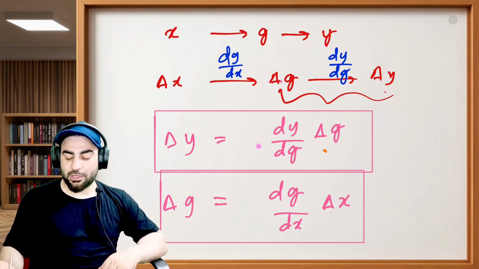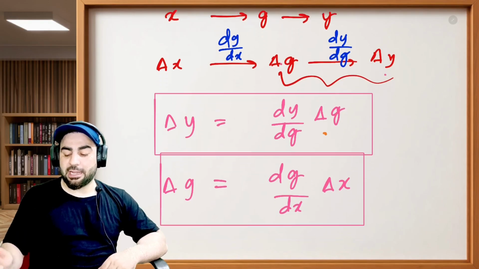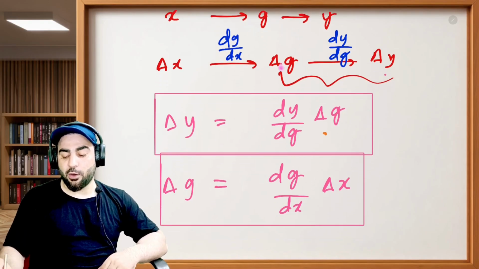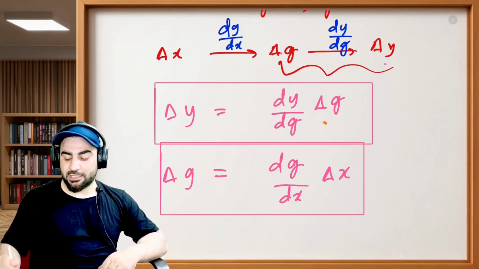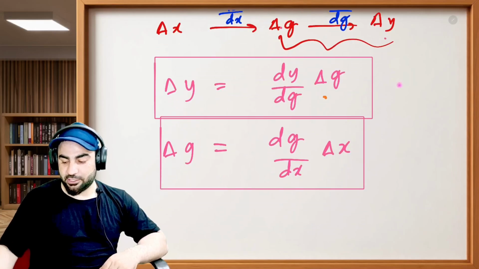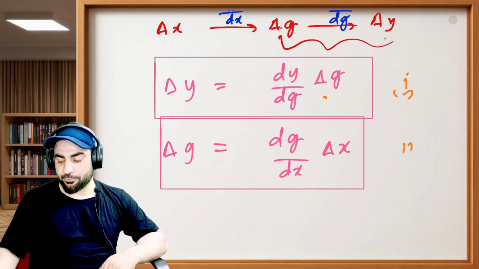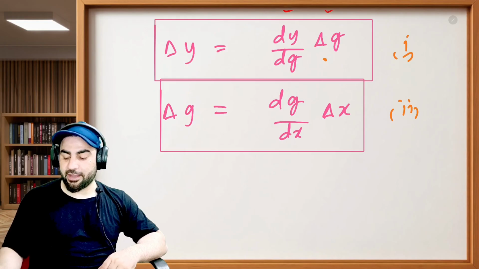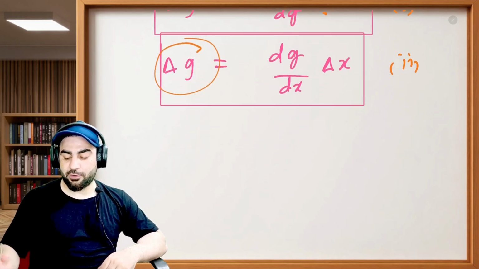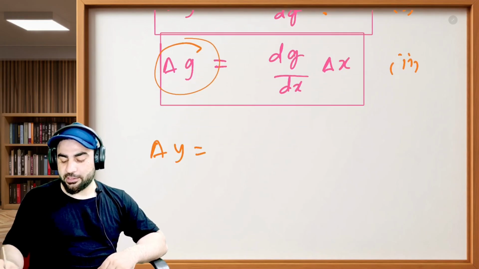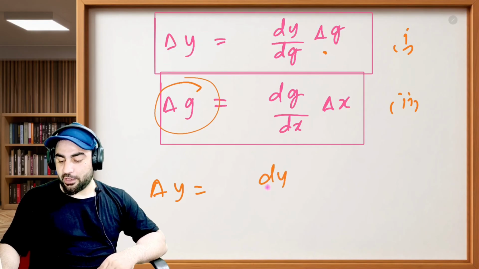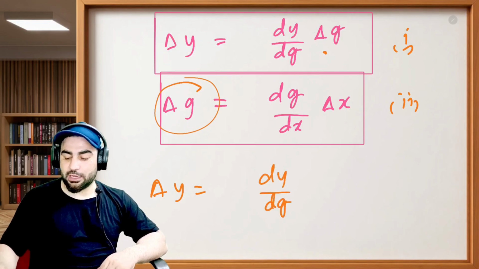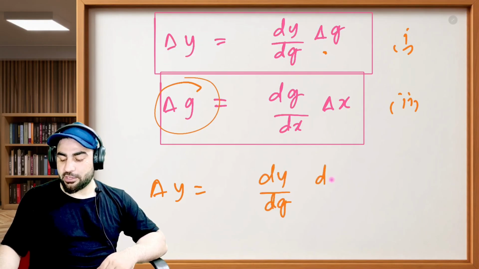How can I quantify that? So delta y is equal to dy by dg multiplied by delta g. And now if I truncate this portion, I know how these two things are related. So delta g is equal to this. This is equation 1, this is equation 2. If in equation 1 I substitute the value of delta g, what will you get? Delta y is equal to dy by dg, and then substituting these values, you'll get dg by dx delta x.